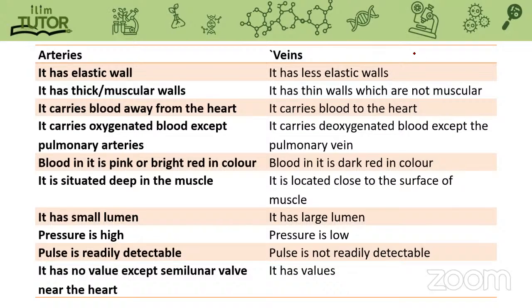The arteries carry blood away from the heart. Okay, we already know that the veins return blood back to the heart. But there is a disclaimer, and the disclaimer is the fact that all arteries except the pulmonary artery carry oxygenated blood, while all veins except the pulmonary veins carry deoxygenated blood, right?